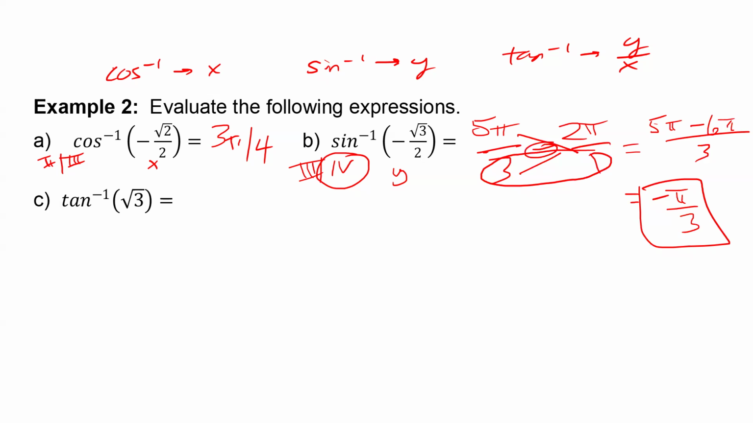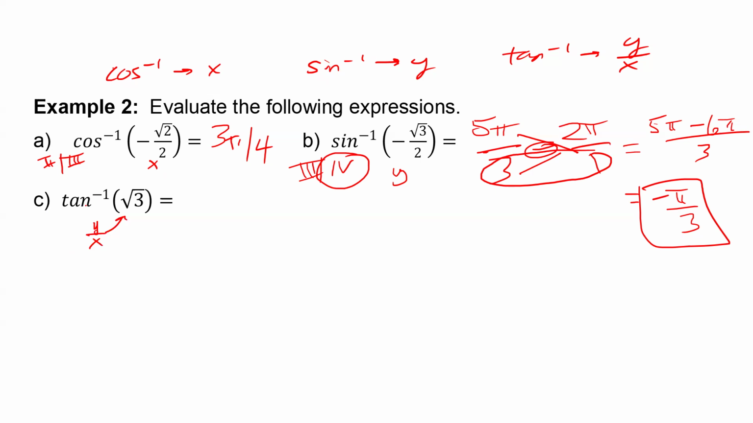For degrees, instead of subtracting 2 pi, you'd be subtracting 360, right? If it was in degrees. More than likely, they will be in radians. All right, so next, tan inverse, arctan of square root of 3. So this time, it's looking for a ratio of y over x that produces the square root of 3. That's our keep, change, flip situation, right?